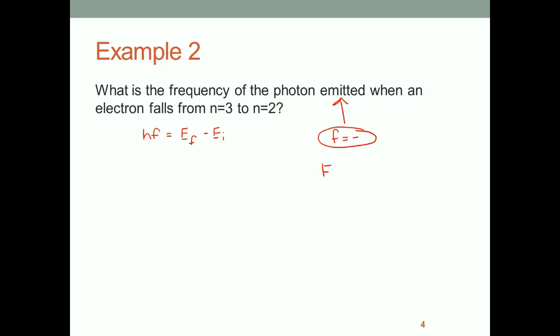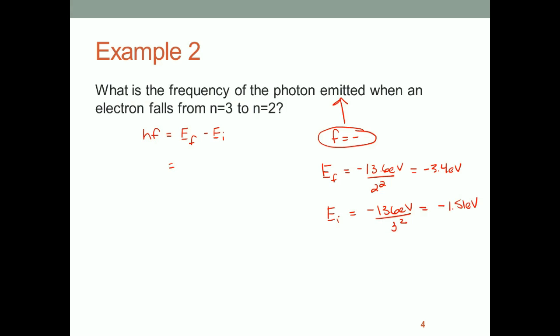Okay. So what are our two energies? E final occurs when n equals 2. So that's negative 13.6 eV divided by 2 squared. And if you look at the front chart or plug that into your calculator, you get negative 3.4 eV. E initial occurs when n equals 3, so that's negative 13.6 eV divided by 3 squared, which is negative 1.51 eV.